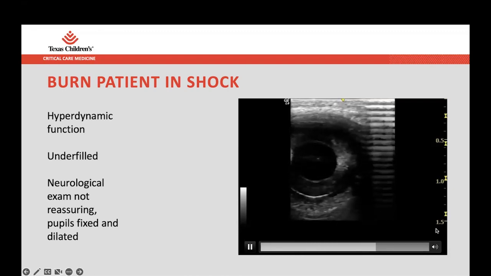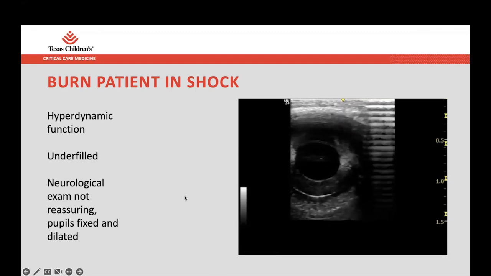And so what you can do is use the probe to visualize the iris, and you can still illuminate the iris with direct confrontation from the front and look for any type of reaction. Unfortunately, we didn't see that. So with the non-reassuring neurologic exam, we declared brain death, and unfortunately he passed away.